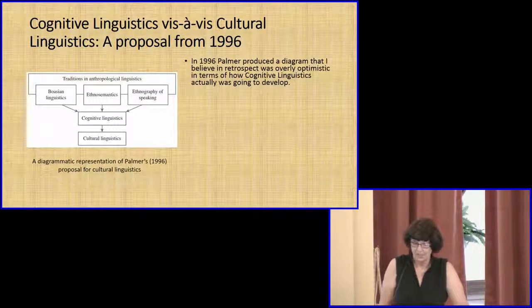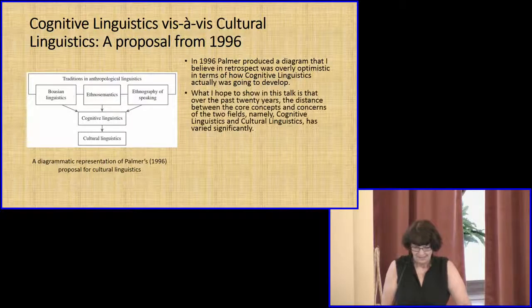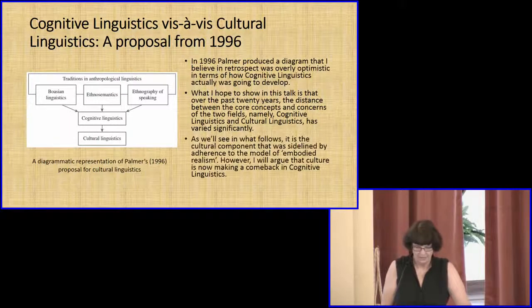In 1996, Gary Palmer produced a diagram that you see there that I believe in retrospect was overly optimistic in terms of how cognitive linguistics was actually going to develop. What I hope to show in this talk is that over the past 20 years, since Gary put out this diagram, the distance between the core concepts and concerns of the two fields, namely cognitive linguistics and cultural linguistics, has varied significantly. As we'll see in what follows, it is the cultural component that was sidelined by adherence to the model of embodied realism set forth by Lakoff and Johnson. However, I will argue that culture is now making a comeback in cognitive linguistics.